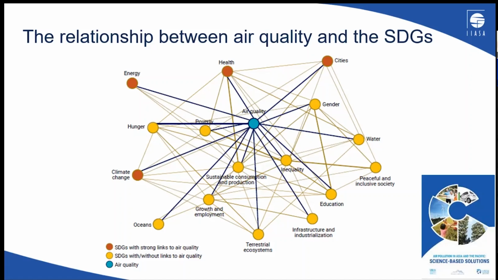Efforts to combat air pollution will contribute to SDG 3 that I have just mentioned, good health and well-being, SDG target 7.2 on access to clean energy in the homes, SDG target 11.6 on air quality in cities, SDG target 11.2 on access to sustainable transport, and SDG 13 on climate action, as well as the goals of the Paris Agreement on climate change.